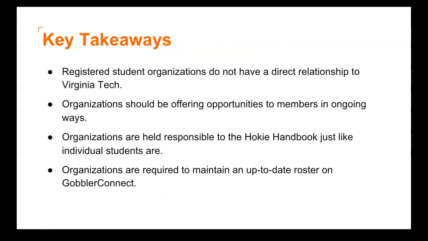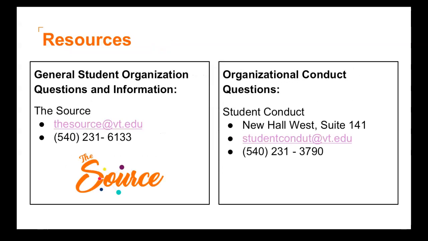This concludes Module 1. Key takeaways from this module include: registered student organizations do not have a direct relationship to Virginia Tech. Organizations should be offering opportunities to members in ongoing ways. Organizations are required to maintain an up-to-date roster on Gobbler Connect. Organizations are held responsible to the Hokie Handbook just like individual students are. If you have any questions about what it means to be an organization, please contact the source. If you have more specific questions about hazing or organizational conduct, please contact the Student Conduct Office.